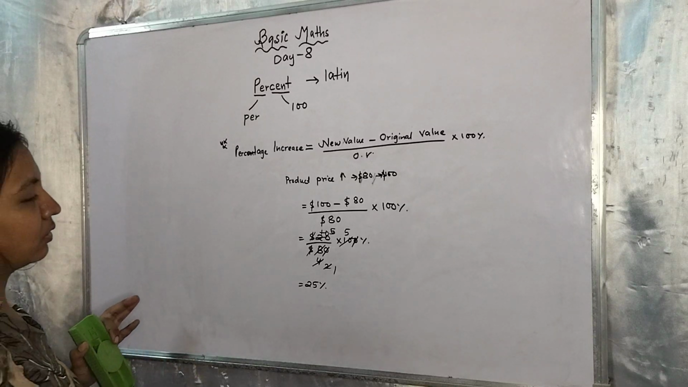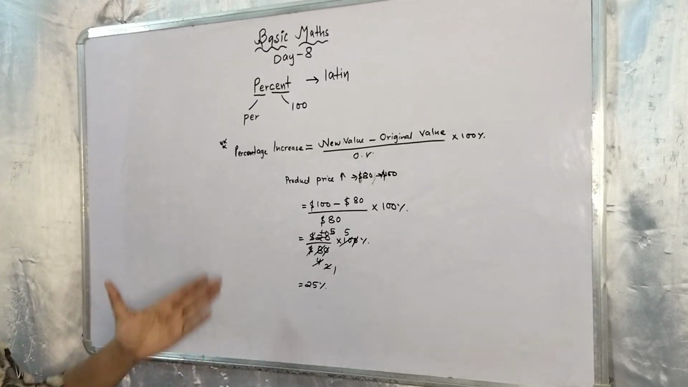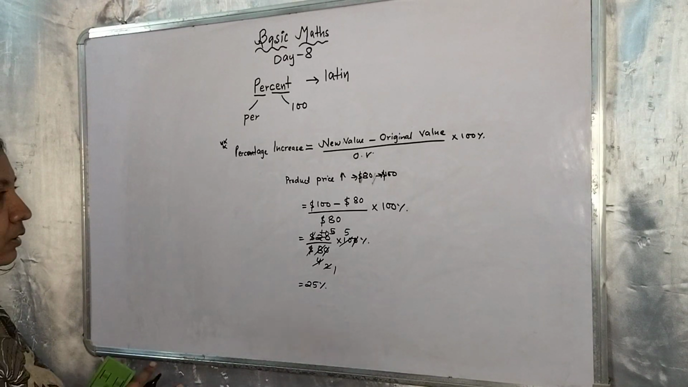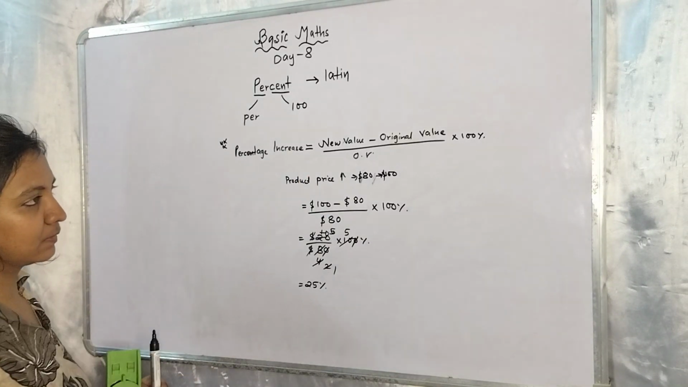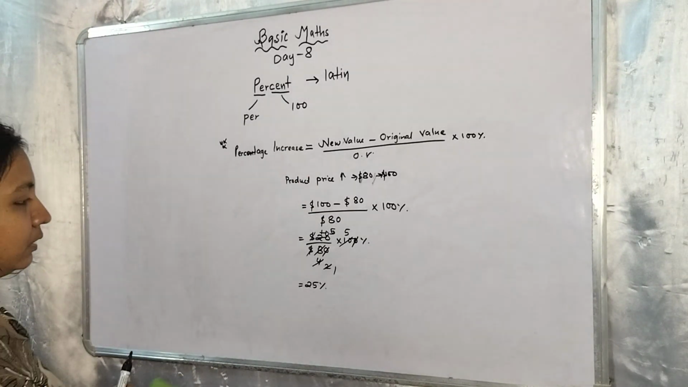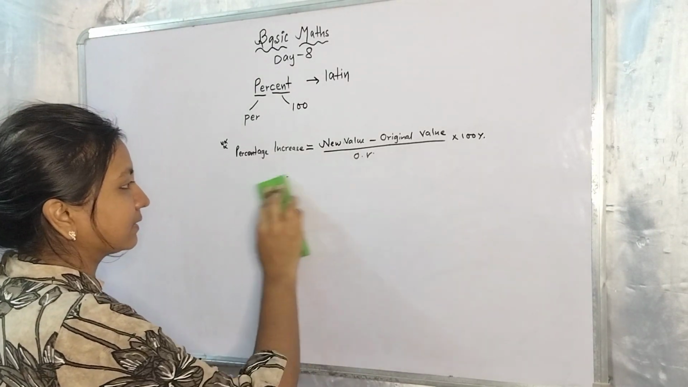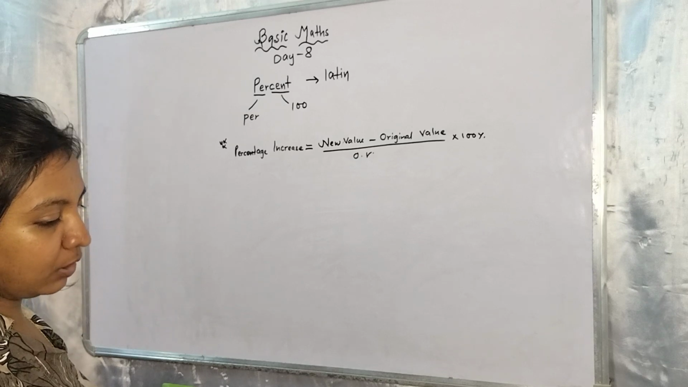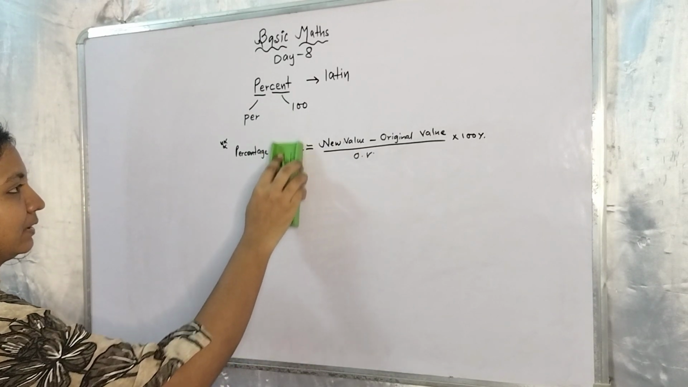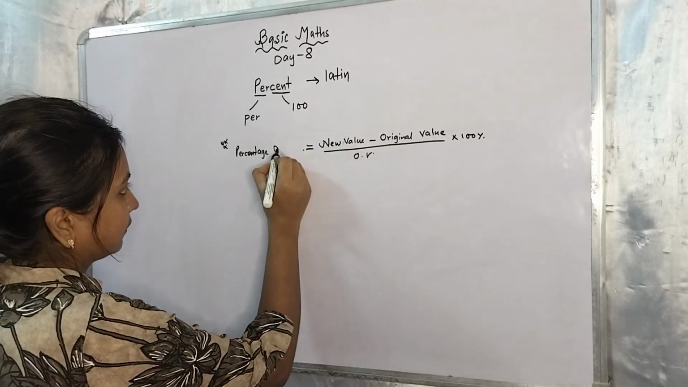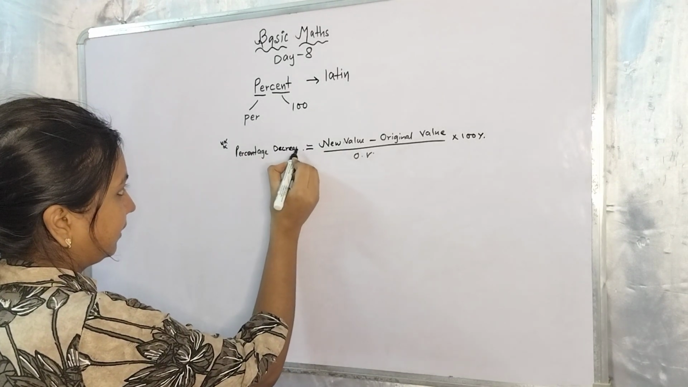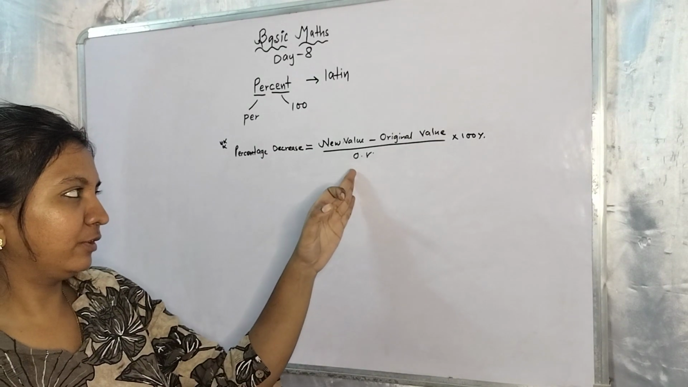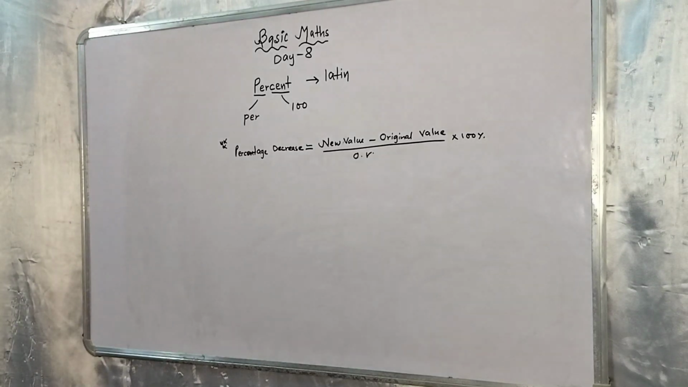This is a very important concept where different types of questions arrive from this type of increase and decrease questions. So we have completed increase. Now for decrease also the formula is the same. No change is there in the formula, but here we will write decrease. It means that percentage decrease will be new value minus original value divided by original value into 100.